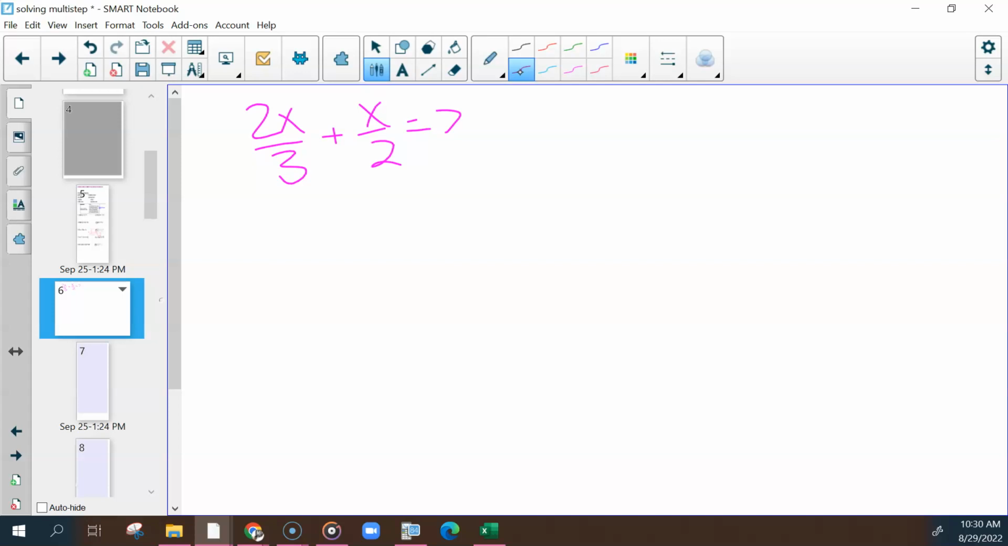So I'm going to take this entire thing and multiply this by 6. And then what I do to one side, I have to do to the other because of our properties of equality.